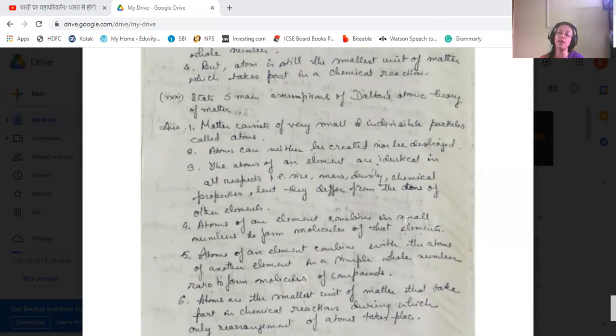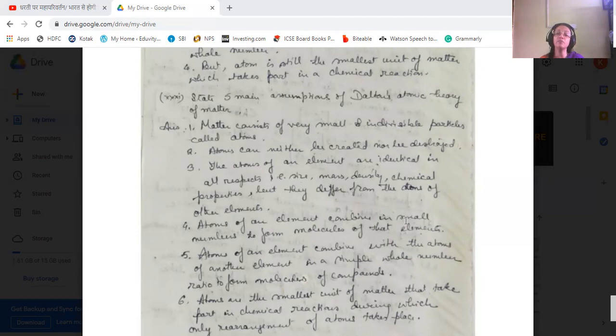Now, atoms of the element combine in small whole numbers, he told, to form the molecules of that element, but not always. This has been proved by the modern theories. Then an atom of an element combines with the atoms of another element in a simple whole number ratio to form molecules of compounds. Again, he said that they combine in small whole number ratios to form the molecules of a compound. That is not always possible.